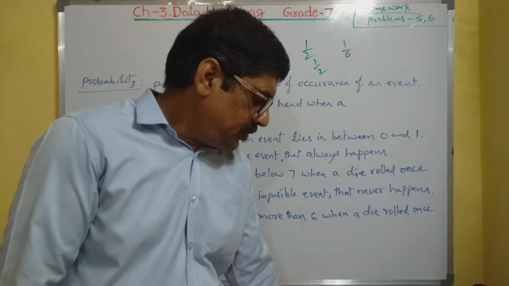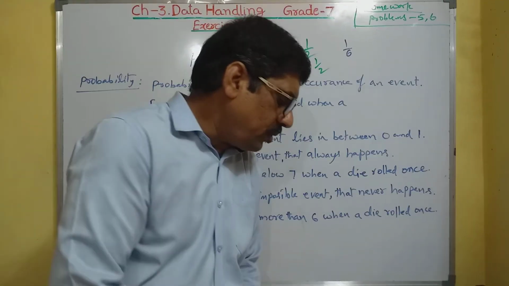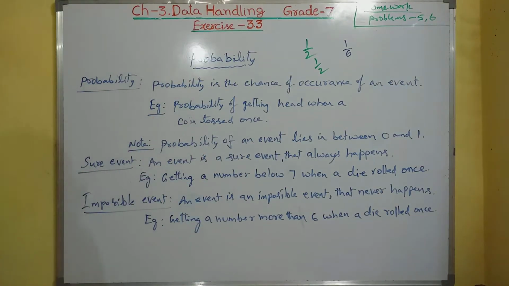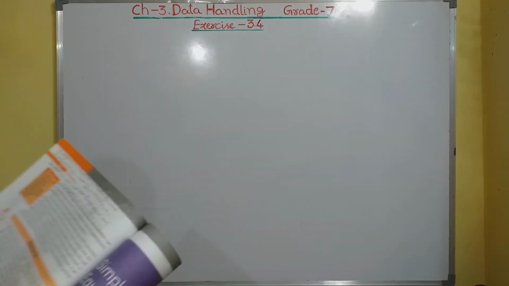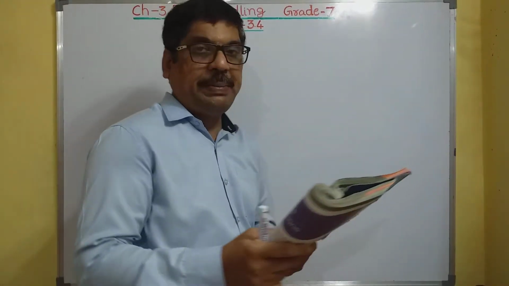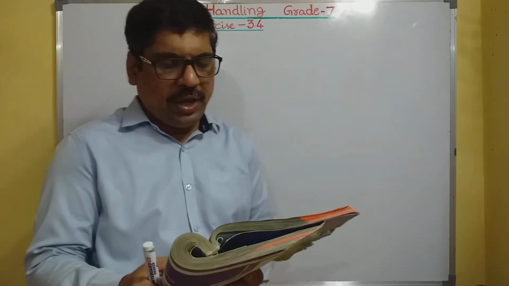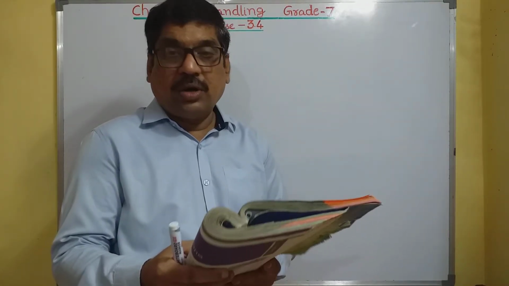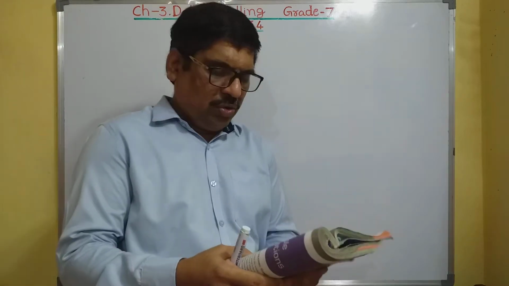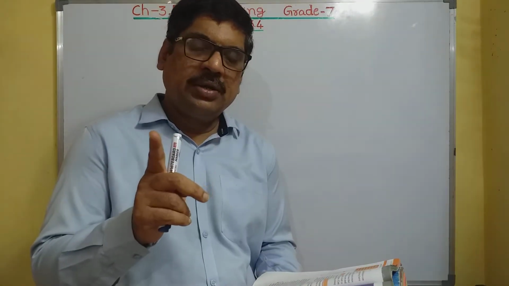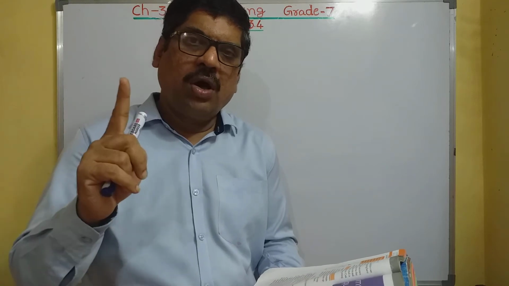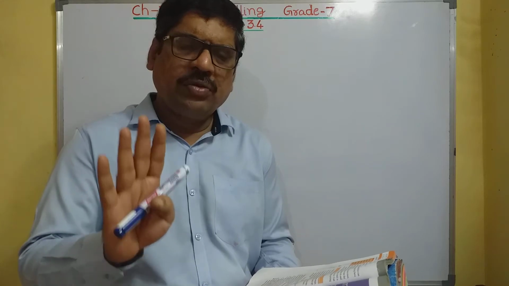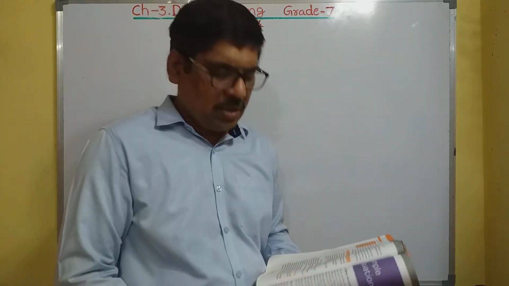Okay. Now let us answer the questions from exercise 3.4. Before that, please copy these definitions. Now look at the first problem from exercise 3.4. Tell whether the following is certain to happen, impossible, or can happen but not certain. So that means we have to tell whether it happens always, or it never happens, or otherwise it happens but not always. Those we have to observe.